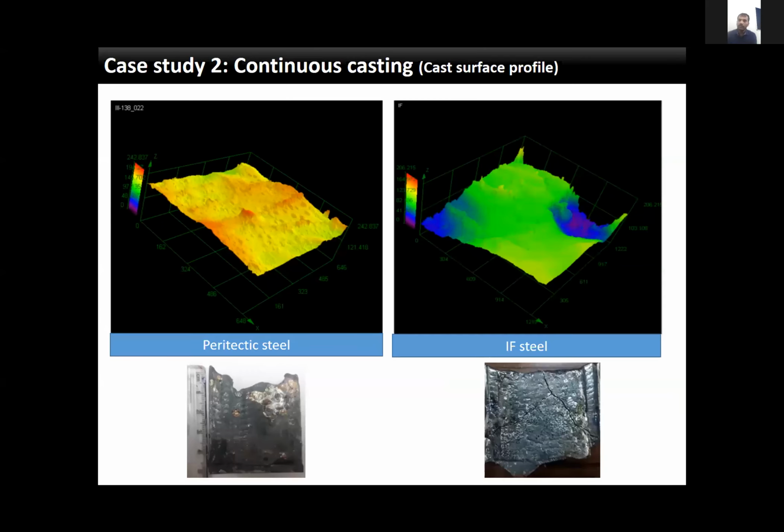In another way, we have also profiled the surface using the 3D profilometer. You can see the well-defined oscillation marks in the peritectic steel, and the oscillation marks are very poorly defined in IF steel. From a common man's point of view, by seeing the thickness in the previous slide, I could see there is some problem that had happened with the IF steel. That is visualized in the profilometer study also.